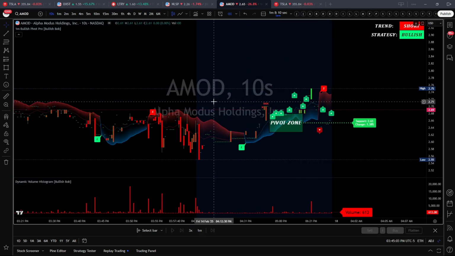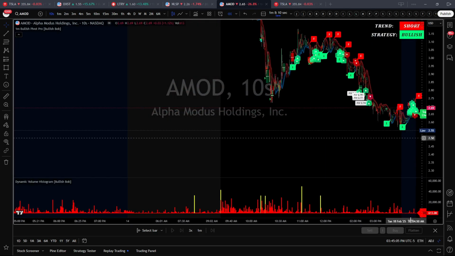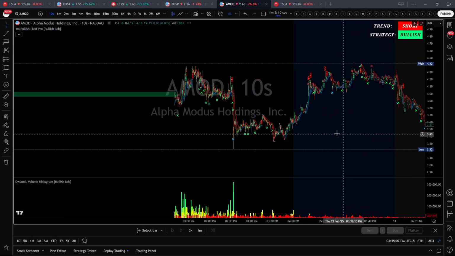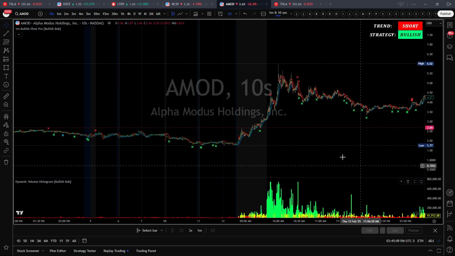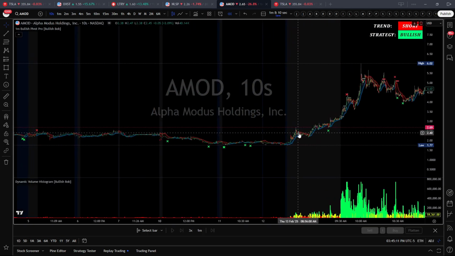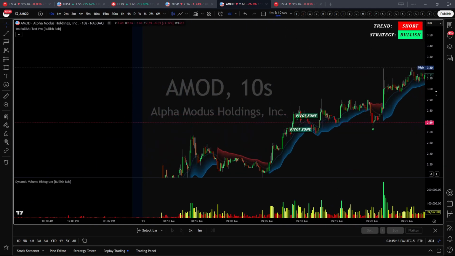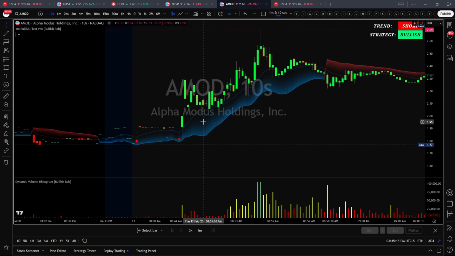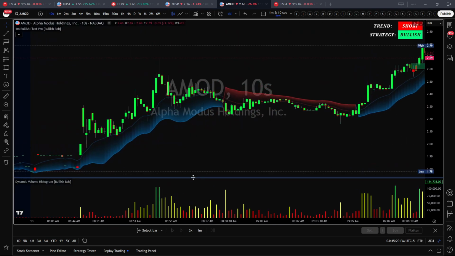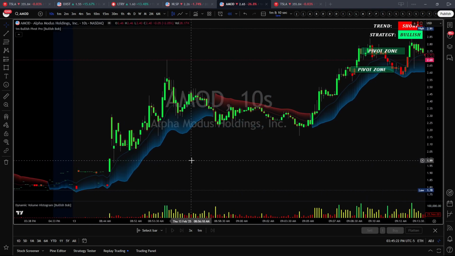So on AMOD, if I zoom back out to find the initial move that we're analyzing here, which would be over here. If I take a 10-second chart and zoom in on this, and just bear with me, I know this is a little wonky. You can see right here, all right, we started getting the volume down below. That's our histogram, okay? So we started getting volume.